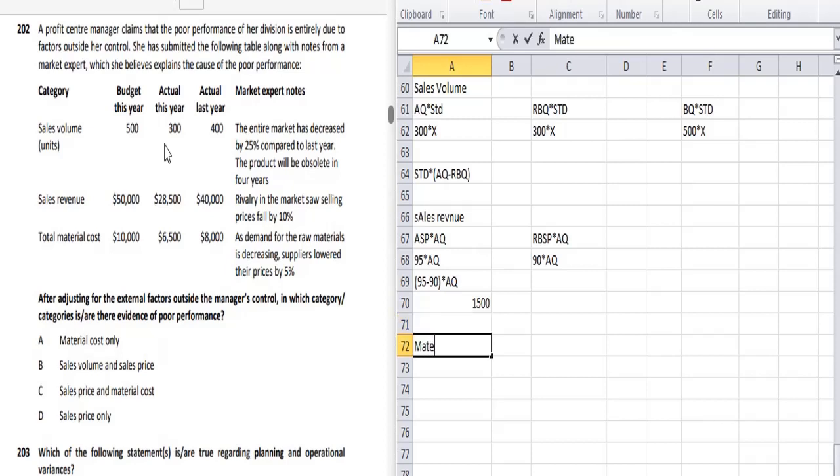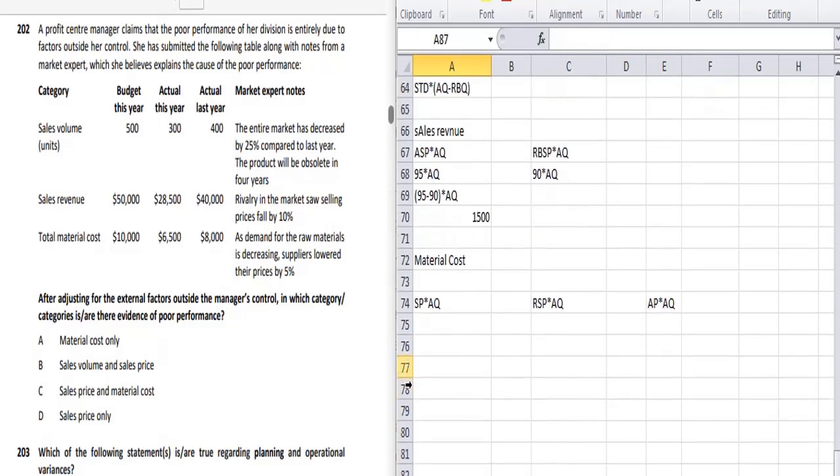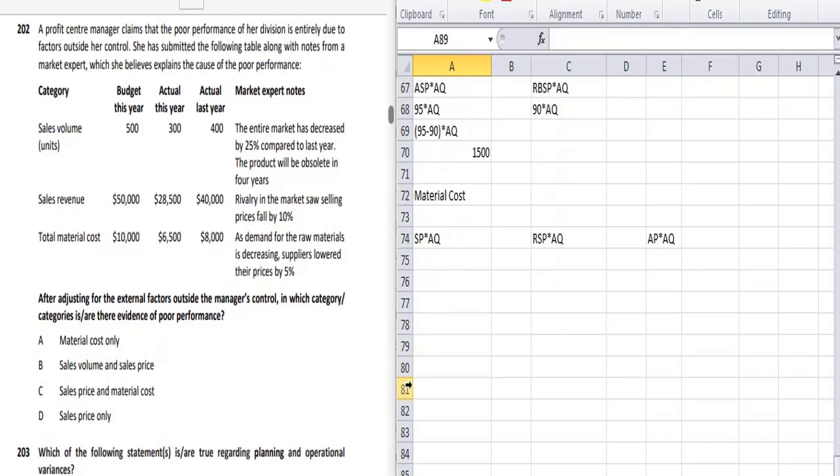So now coming to the part of material cost. For material cost, again we will look at what the market experts are saying. As demand for the raw material is decreasing, the supplier lowered their price by 5%. So again we will see the material price variance by subclassifying it into planning and operation. So SP into AQ, and revised SP into AQ, then AP into AQ. This is as per our format, you can see above, or if you feel you can mug up the formula, no issue, you can go that way as well.